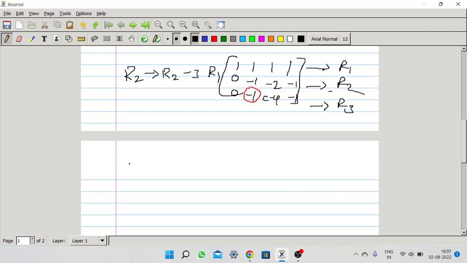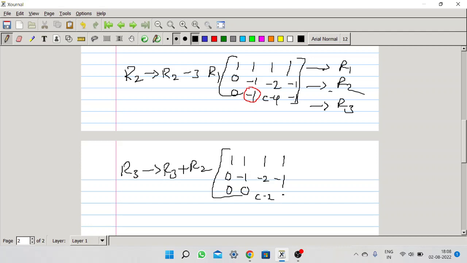So the row operation is R3 plus R2. This will become 1, 1, 1, 1, 0, minus 1, minus 2, minus 1, becomes 0, 0. This is C minus 4 plus 2. That means C minus 2. This is 0 again.